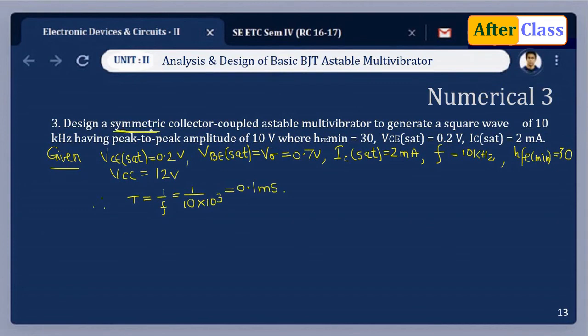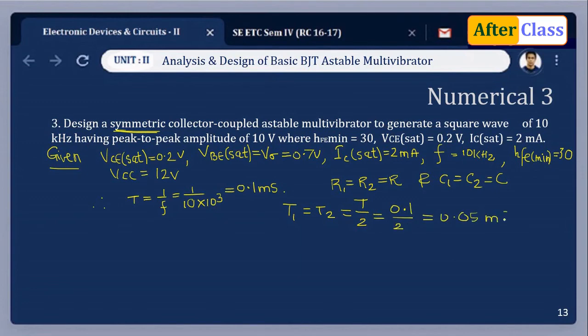It is mentioned as a symmetric multivibrator. Hence we can write R1 equals R2 equals R, and C1 equals C2 equals C. Likewise we can say T1 equals T2. Both the time periods, T on as well as T off, will be equal, which equals half of the total time period. So T is 0.1 divided by 2, it is 0.05 millisecond.